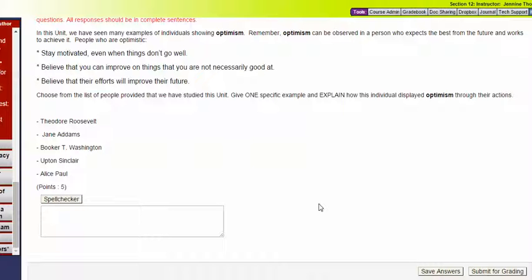When you get to the end of your test, make sure that you have saved your answers as you went and then again submit for grading. Good luck on your test.